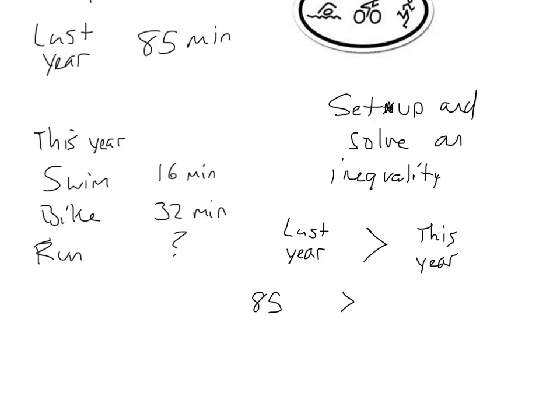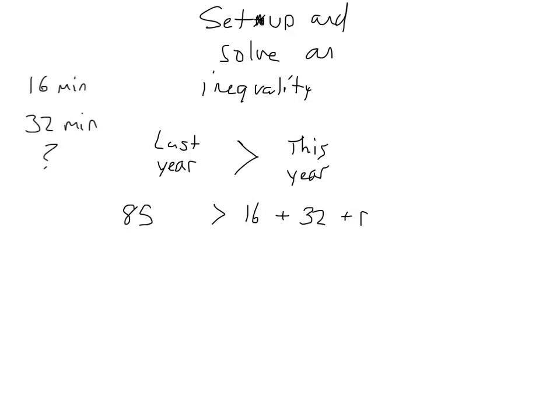Now, how do we know this year's total? Well, we don't yet, but we do know some things. We know you swam for 16 minutes. We're adding to that 32 minutes of bike time, and now we're adding to that an unknown amount of running time, r. So now we have an inequality that we've set up, and now we can solve. Now, how do we solve? Well, we simplify the left side first. Can't simplify anything there. Let's simplify the right side by combining like terms. 16 and 32 add up to 48, plus r. And then lastly, we solve by subtracting 48 from both sides.